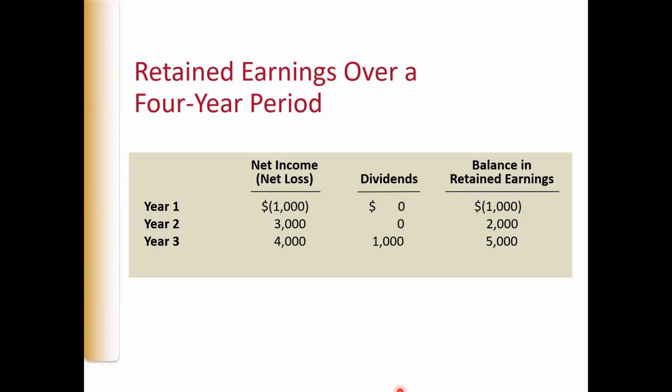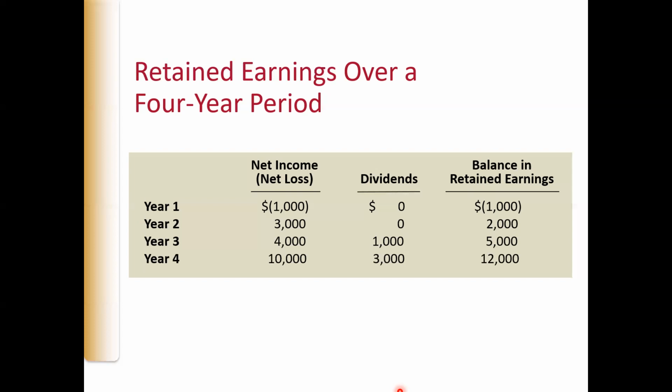And then in year three, if the net income in year three is 4,000, they paid out dividends of 1,000, that nets 3. And if we show a balance in year two of 2,000, that 2,000 beginning balance plus the 4,000 of income minus the 1,000 of dividends gives us a balance in retained earnings of 5,000.